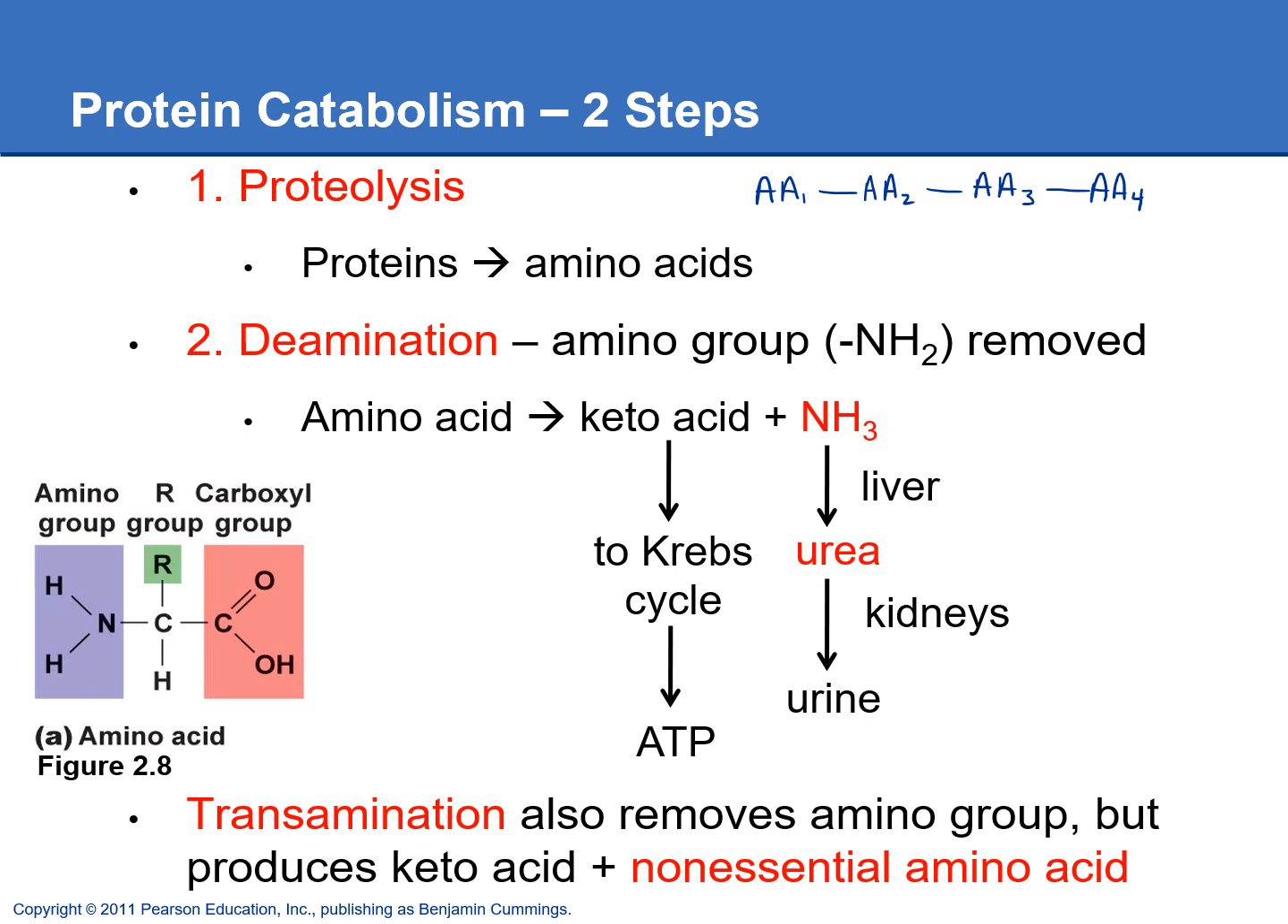Another way we can deal with the amino group on the amino acid is called transamination. Instead of just chopping off the amino group and throwing it away, in transamination we're going to chop the amino group off, but we're going to reuse it to make a different amino acid, one that's not essential. It's an amino acid that we can make in our cells that we don't have to get from our diet. That's a non-essential amino acid.